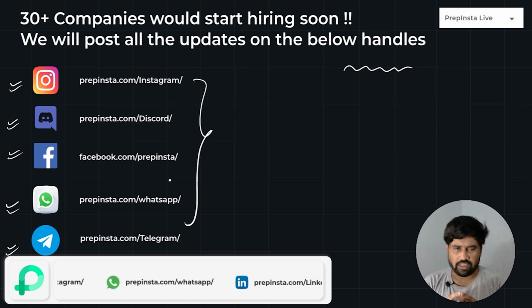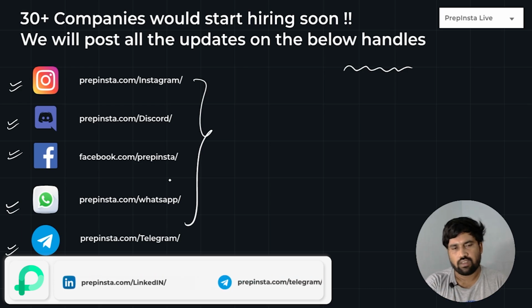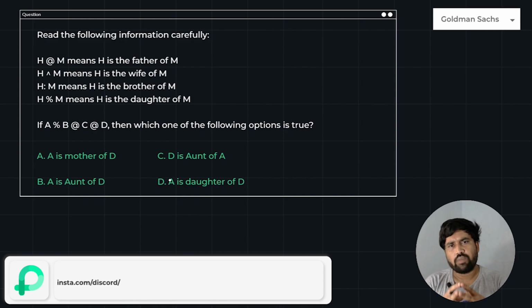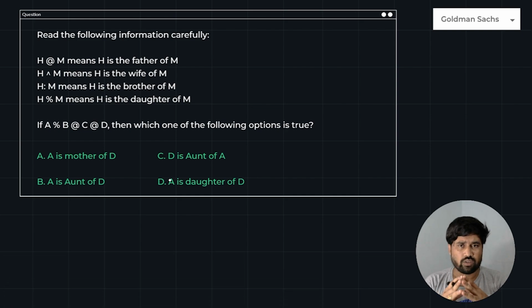Without any further delay, let's get started with our questions and answers. Here's the first question. I suggest you pause the video and try to solve it on your own first, and then we will look into the explanation part. Now look into the explanation of this question. Read the following information carefully. H at the rate M means H is father of M.